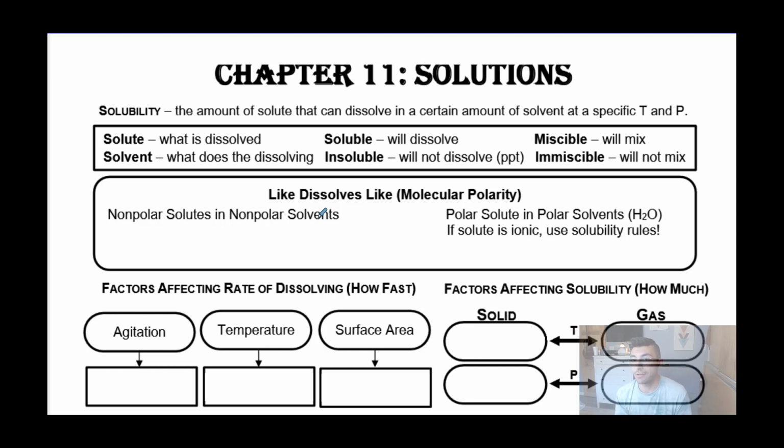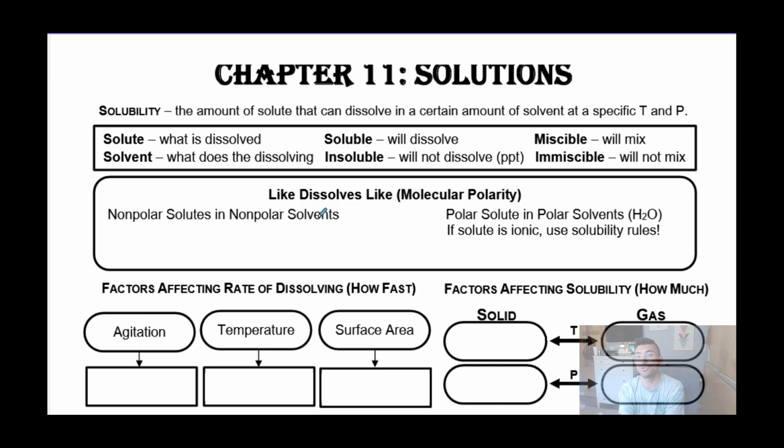Generally, we use like dissolves like, and that goes back to molecular polarity, intermolecular forces, all of that stuff. Nonpolar solutes will dissolve in nonpolar solvents. Polar solutes will dissolve in polar solvents. We said it has to do with the similar intermolecular forces. We looked at the overall solution-making process: we have attractions of the solute being broken, we have attractions of the solvent being broken, energy spent in both of those processes, and then the solute and solvent come together to form new attractions, and we get some energy back.